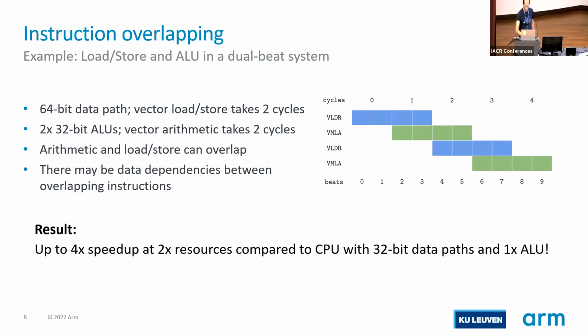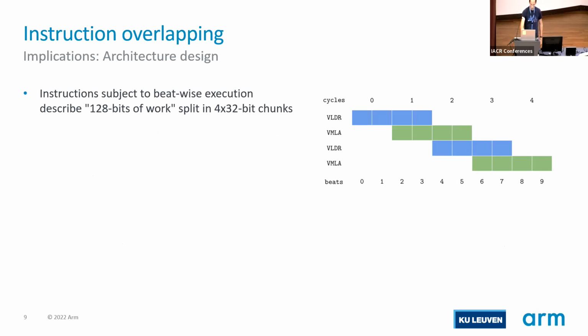And if you compare this with the Cortex-M4, in this scenario we have doubled the resources, twice the data path, twice the amount of ALUs, but we get 4 times the speed up simply because we made better use of it. And this idea of instruction overlapping has profound implications on how you design the architecture. If you look at the specification of MVE, you will find that an instruction is typically designed to describe 128 bits of work in an intuitive sense.